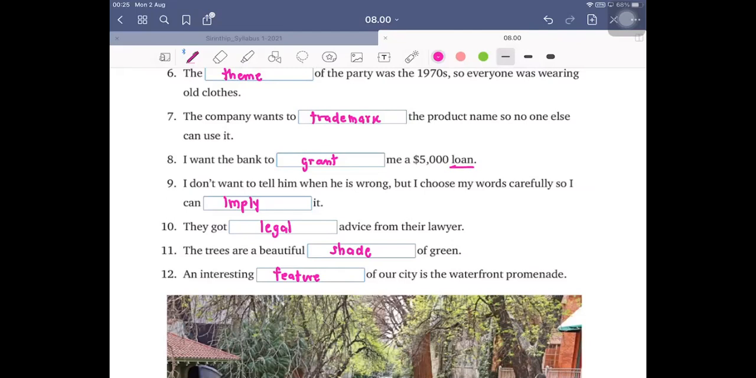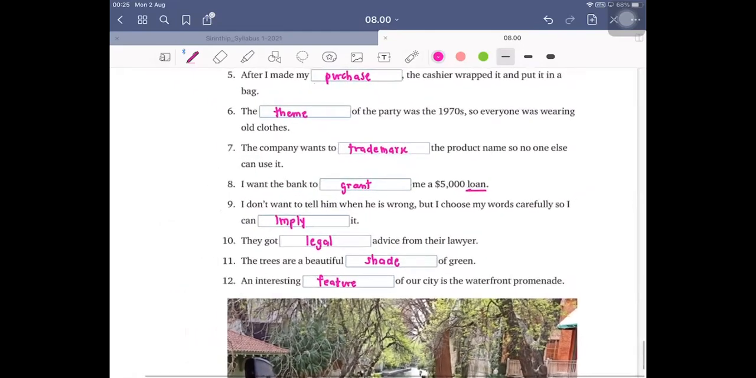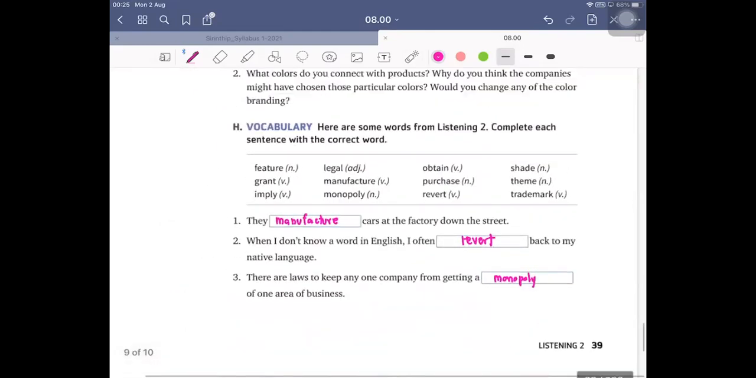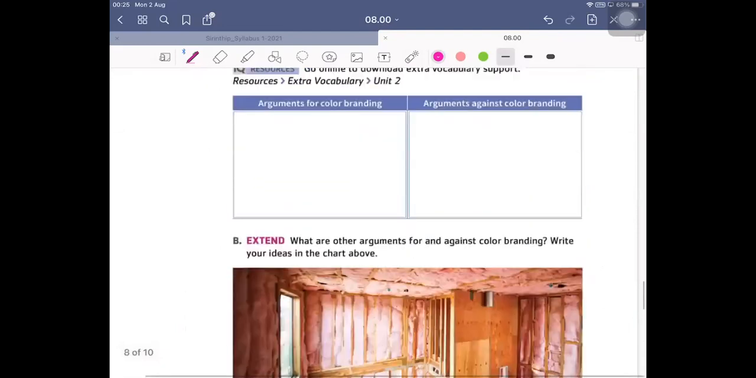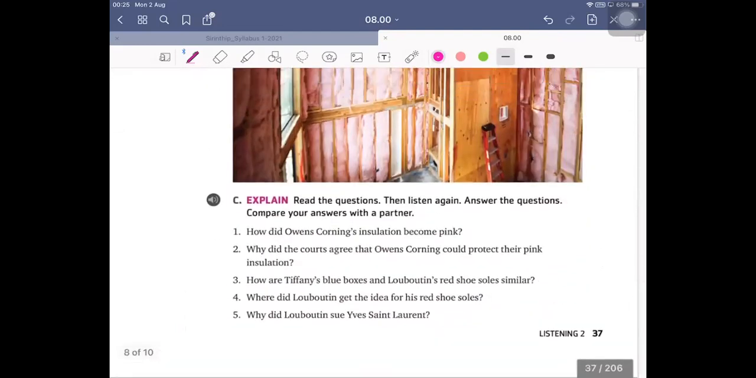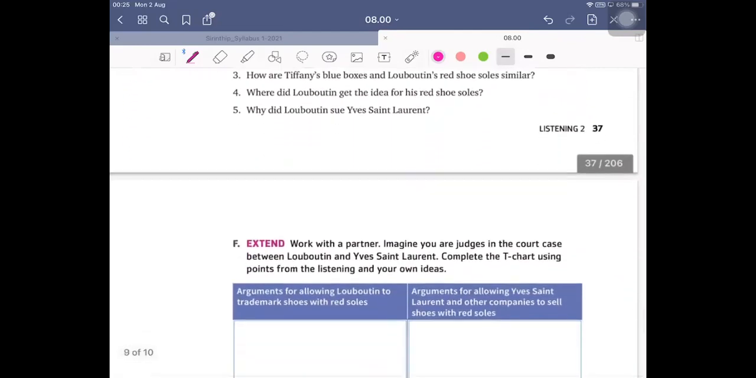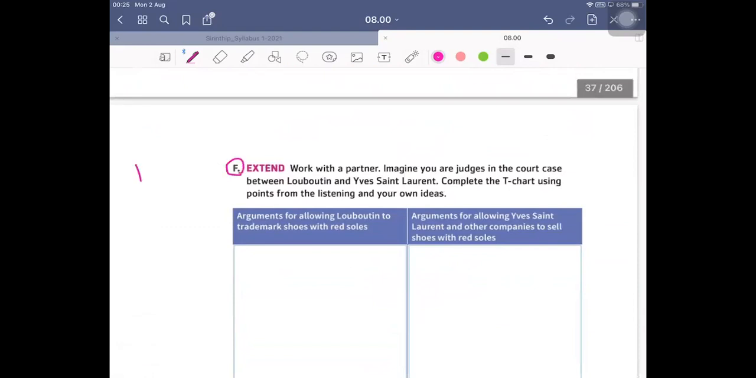And the next part is, okay, we're done with vocabulary. So I'm just gonna go back up a little bit. Right, so if you go to page 37, this will be your homework. Okay, 1 second. Exercise C and exercise F. I'm gonna explain to you in a little bit.